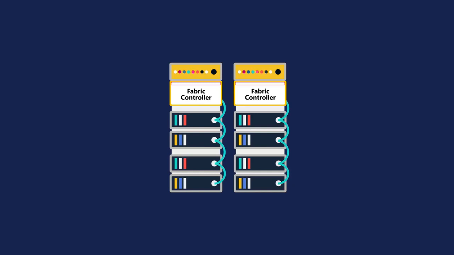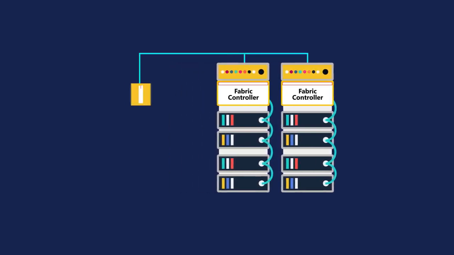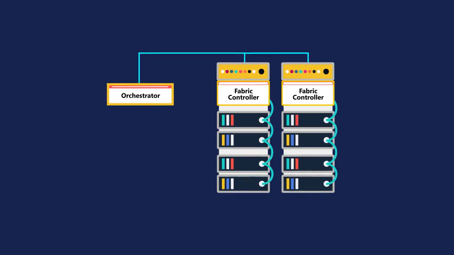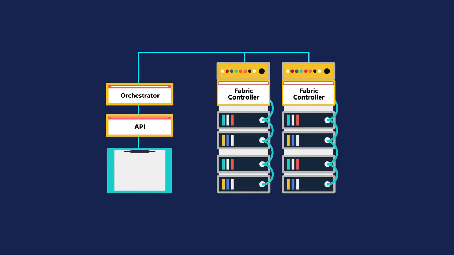Each fabric controller is connected to another special piece of software known as the orchestrator. The orchestrator is responsible for managing everything that happens in Azure, including responding to user requests. Users make requests using the orchestrator's web API. The web API can be called by many tools, including the user interface of the Azure portal.